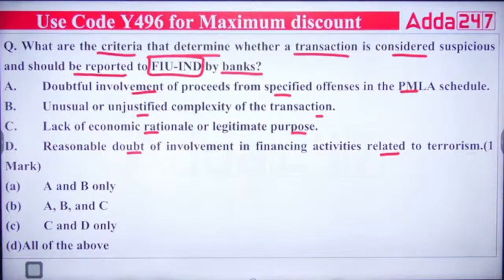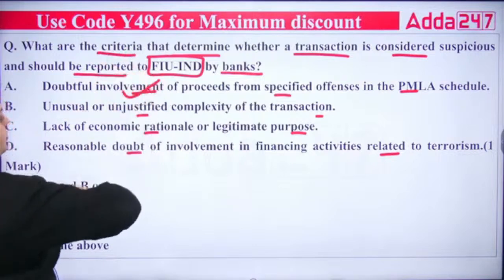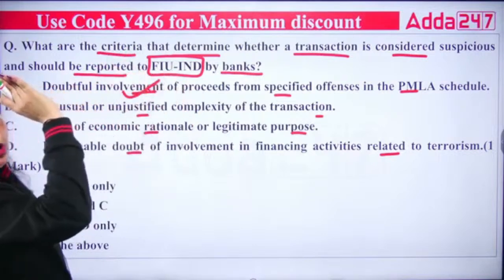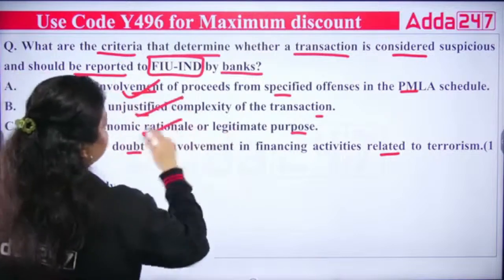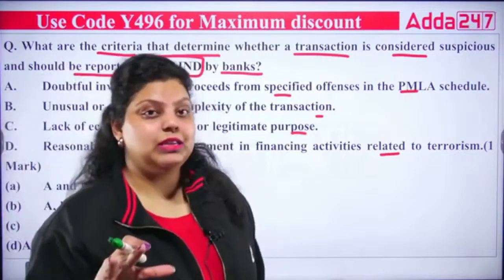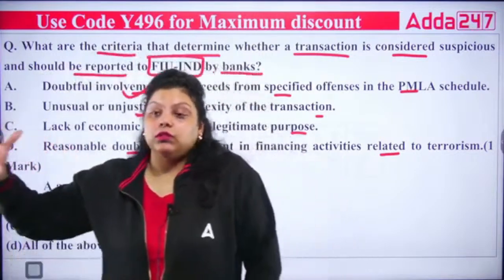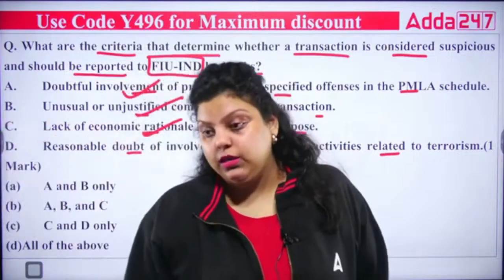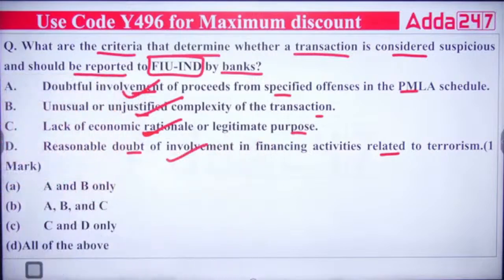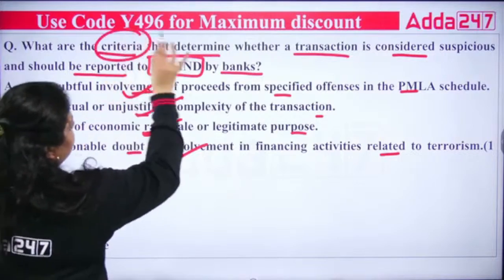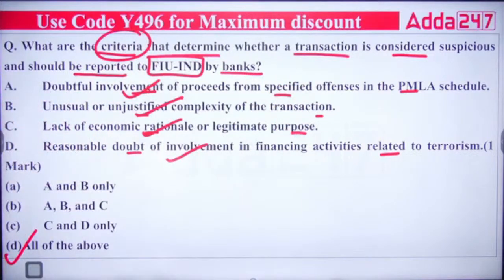Okay. First, doubtful involvement of proceeds. Obviously, if you have doubt, it will be suspicious. Unusual or unjustified complexity of the transaction, this is also true. Lack of economic rationale or legitimate purpose, like your legitimate income is not actually that much in comparison to the transactions you are doing in the bank. Then reasonable doubt of involvement in financing activities related to terrorism. So the right answer will be all of the above. All of the above are the criteria that determine that this transaction might be a suspicious transaction.